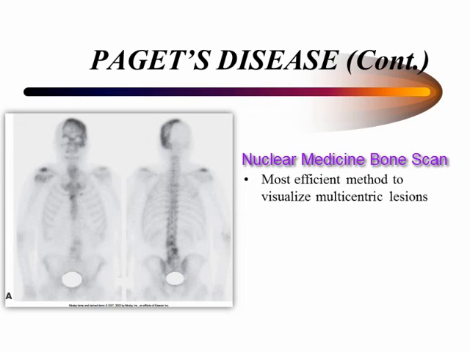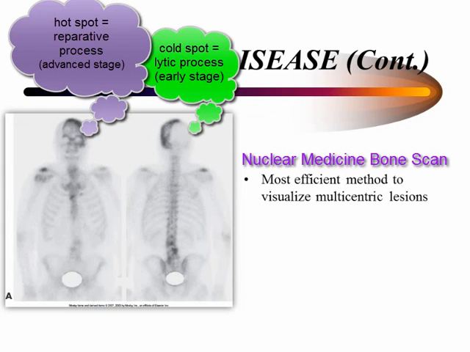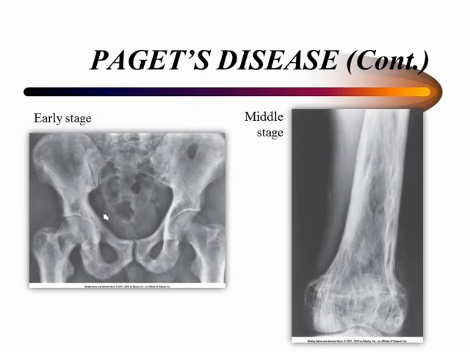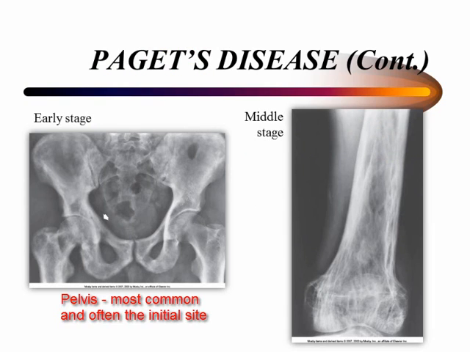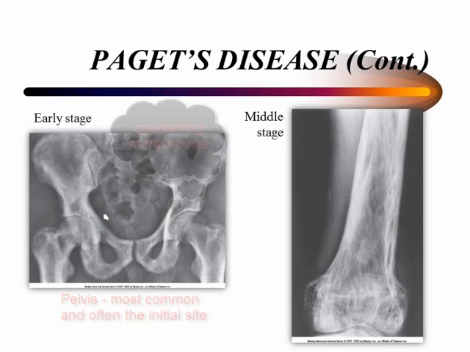A nuclear medicine bone scan is the most efficient method to visualize multicentric lesions. A bone scan demonstrates cold spots representing the initial destructive phase and hot spots as a result of the reparative process. The pelvis is the most common and often the initial site of Paget's disease. A distinctive early sign is coarsening of the trabeculae along the iliac margins, which causes thickening of the pelvic brim.